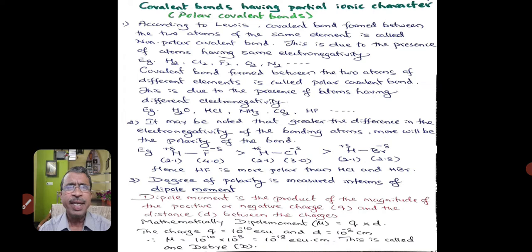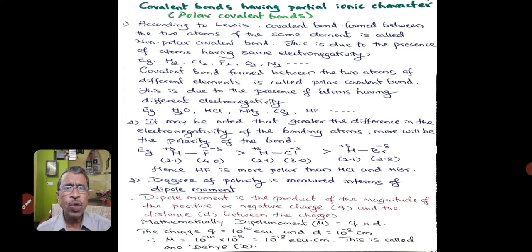Coming to the degree of polarity, how is it measured? The degree of polarity is measured in terms of dipole moment. The dipole moment is the product of the magnitude of the positive or negative charge and the distance between the charges. Mathematically, it is given as the dipole moment mu is equal to Q into D.